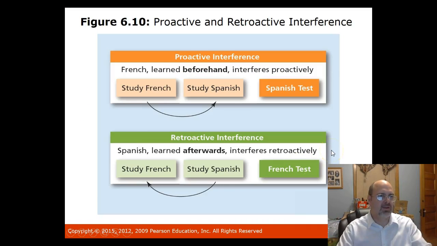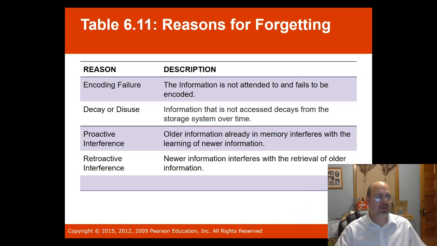Next, here are two more examples of retroactive and proactive interference. If you're studying two languages at a time, you would definitely have that. So I'm studying French, and now I'm studying Spanish, and then I take a Spanish test, and the French just gets in the way. Or retroactive is when I'm studying Spanish, and now I'm studying French, and it's messing me up on the French test. Okay, next is reasons for forgetting. This is just a review of what we just talked about.